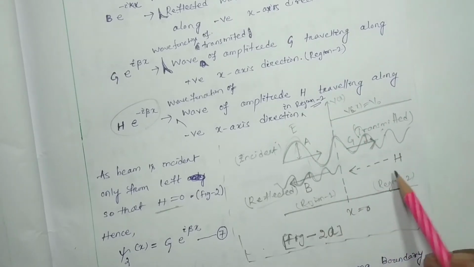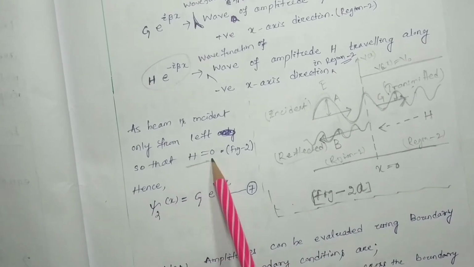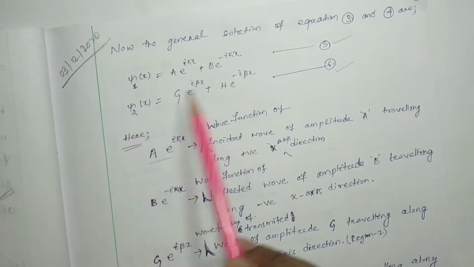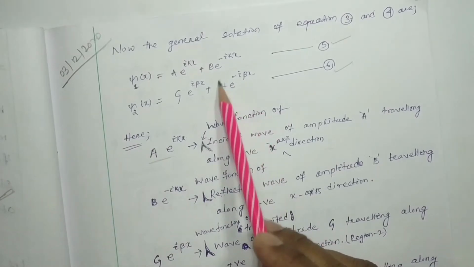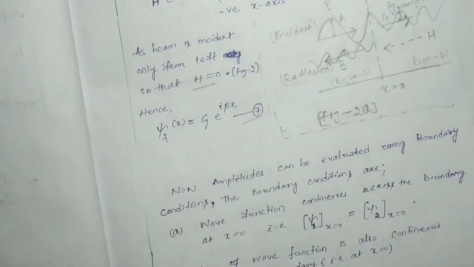But in region 2 there is no reflection. If there is no reflection, there is no amplitude, so H will be 0. So in psi 2, if H is 0, this term is going to be 0. So psi 2 will only be considered as G e to the power i beta x. Let this be equation number 7.